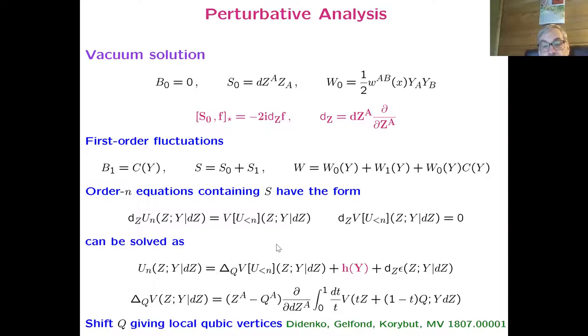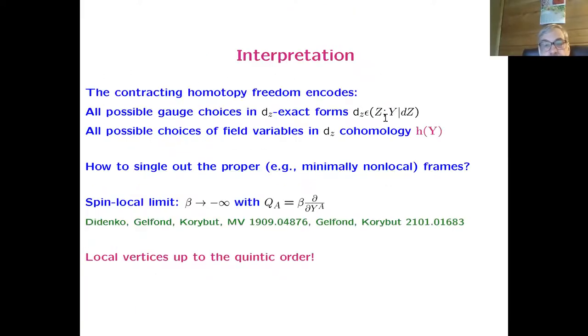And here the formula is almost the same as I gave in the lectures, with a little difference that this operator that is referred to as the contracting homotopy operator now depends on the parameter Q. And Q is a shift that I will explain in a moment how it is organized. And there is, again, a freedom in the solution to the homogeneous equation up to homology H and an exact form, d_Z of epsilon, whatever epsilon is. So in the interpretation we have been discussing, epsilon is for gauge symmetries and homology is for field redefinitions.